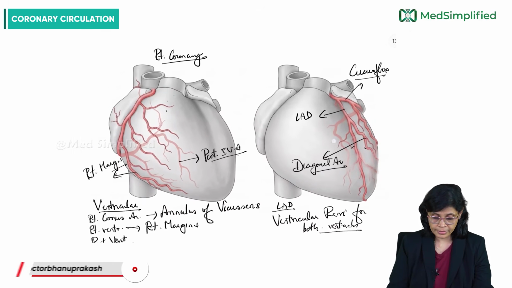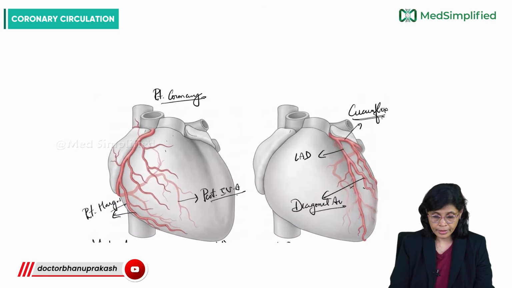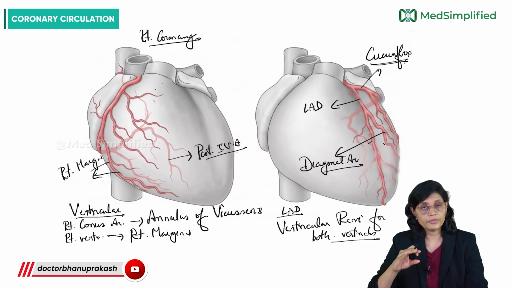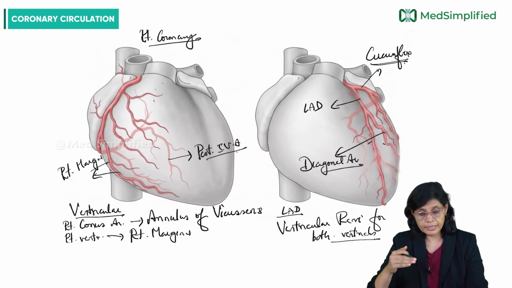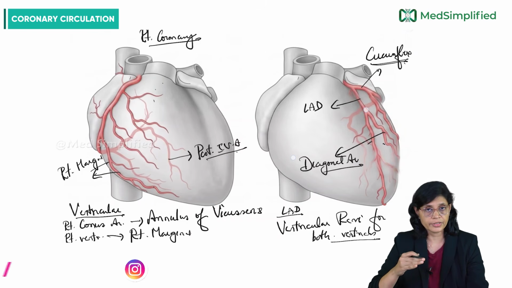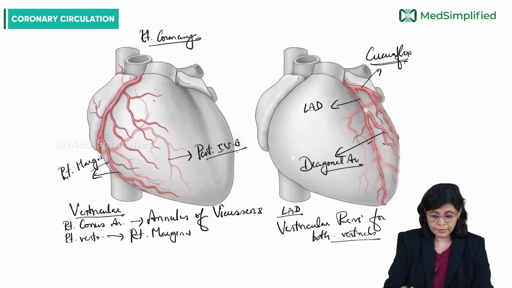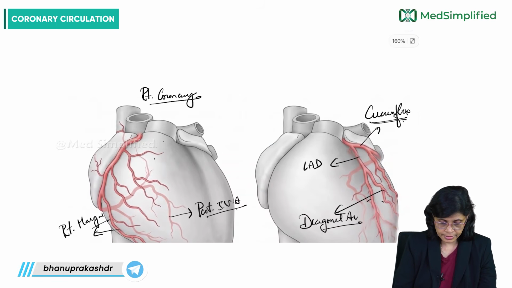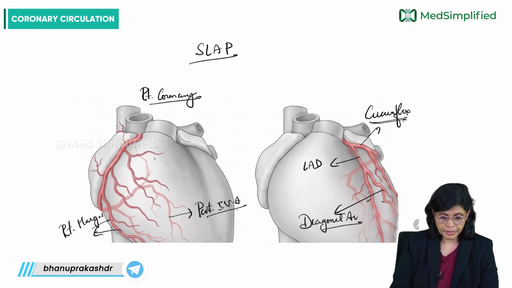Coming to the circumflex artery, it gives important branches. After it begins, it passes on the left atrioventricular groove, winds around the left border of the heart, passes behind between the posterior part of the atrioventricular groove, and reaches the crux of the heart, where it will anastomose with the right coronary artery. To remember the branches, remember the mnemonic SLAP.